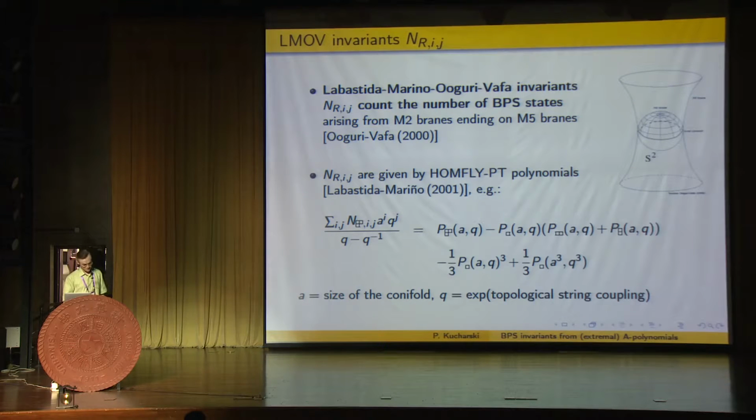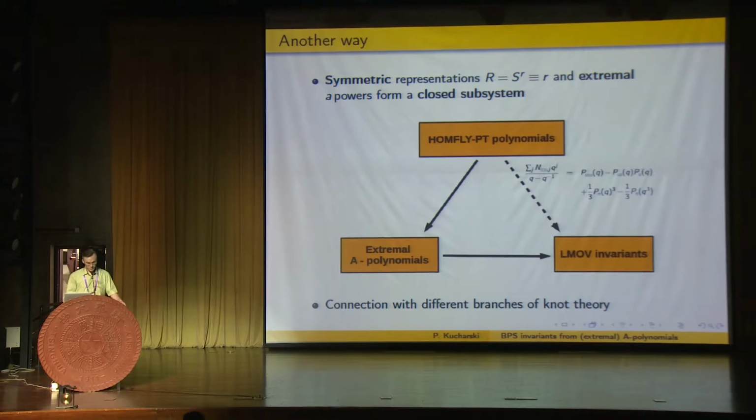But we noticed that LMOV invariants and HOMFLY-PT polynomials for symmetric representations and extremal powers of A form a closed subsystem, which we can see on the example of small r equals 3. This equation works for both maximal and minimal A power, and so do others in the rest of the talk. There will be one exception marked explicitly. Closure of this subsystem enabled a qualitative change. We could use extremal A-polynomials and connect LMOV invariants to a different branch of knot theory.